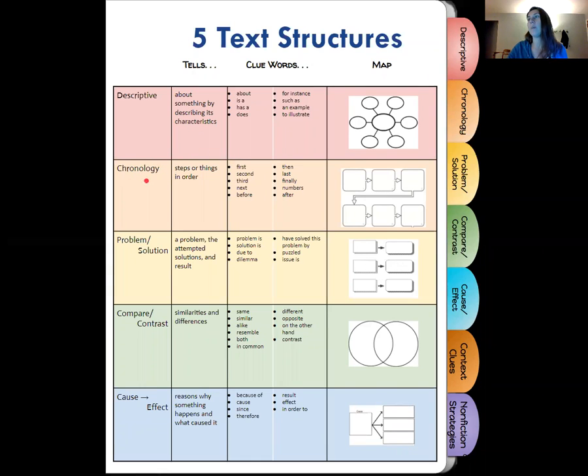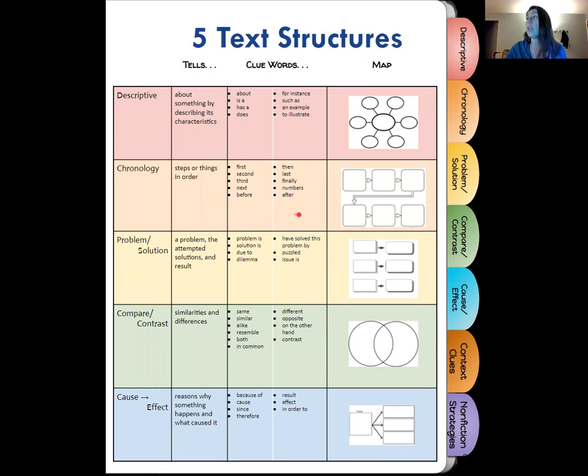Next, we are going to talk about the chronology text structure. The purpose of the chronology text structure is to tell steps or how things go in order. Some clue words include first, second, third, next, before, then, last, finally, after, or giving you numbers such as 1, 2, 3, 4.